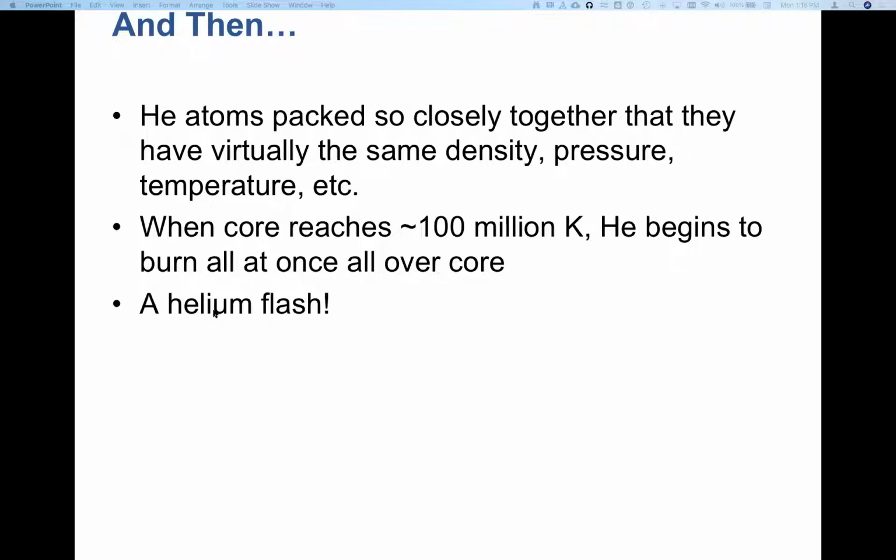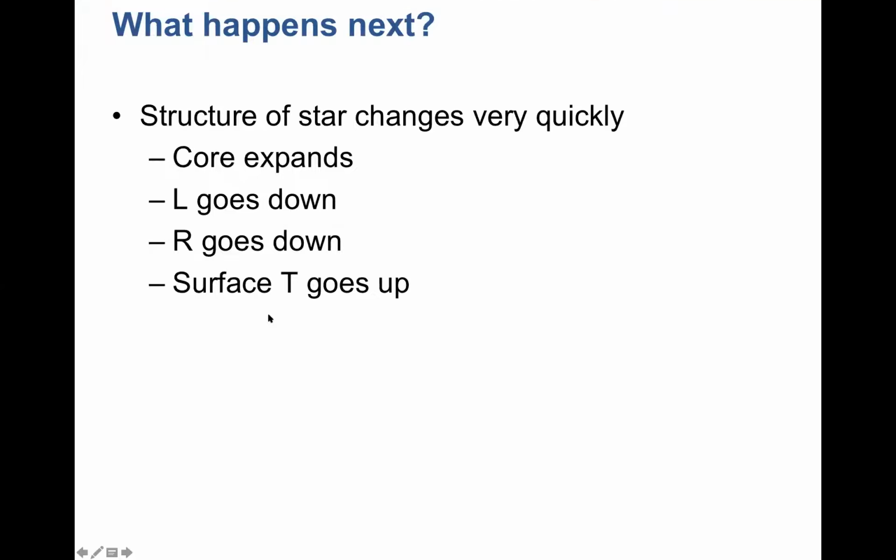We've been talking about very slow processes on the main sequence, evolving up the red giant branch, to the top of the red giant branch. The helium flash, conversely, is a very fast effect. It happens almost instantaneously. And so the structure of the star at the top of the red giant branch after the helium flash changes very quickly.